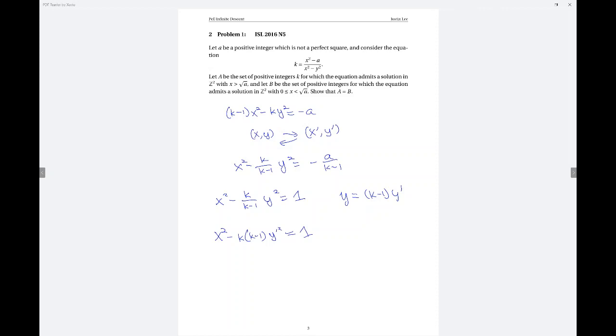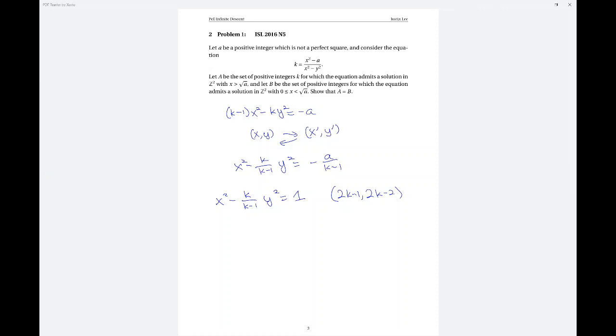The solution would be y prime equals 2 and x equals 2k minus 1. Okay, so we found what we need. Let's just move this up here. Our solution x, y here is (2k minus 1, 2k minus 2). So that is the solution that we'll use to generate solutions back to our general Pell equation for this problem.